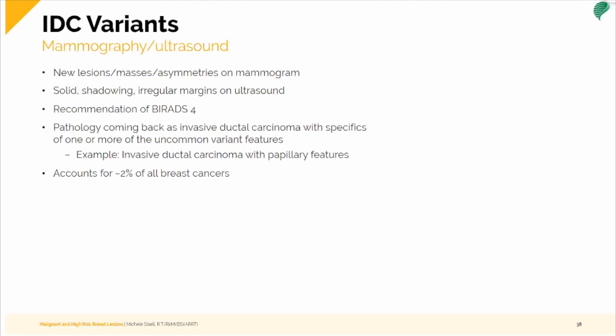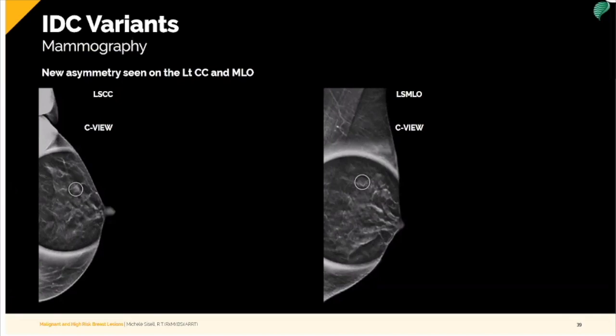When pathology comes back with a diagnosis of IDC, that may include specific ones that we just talked about or more uncommon variant features, such as the papillary that we have just talked about, those four uncommon. The variants account for approximately 2% of all breast cancers, so they aren't seen very often.